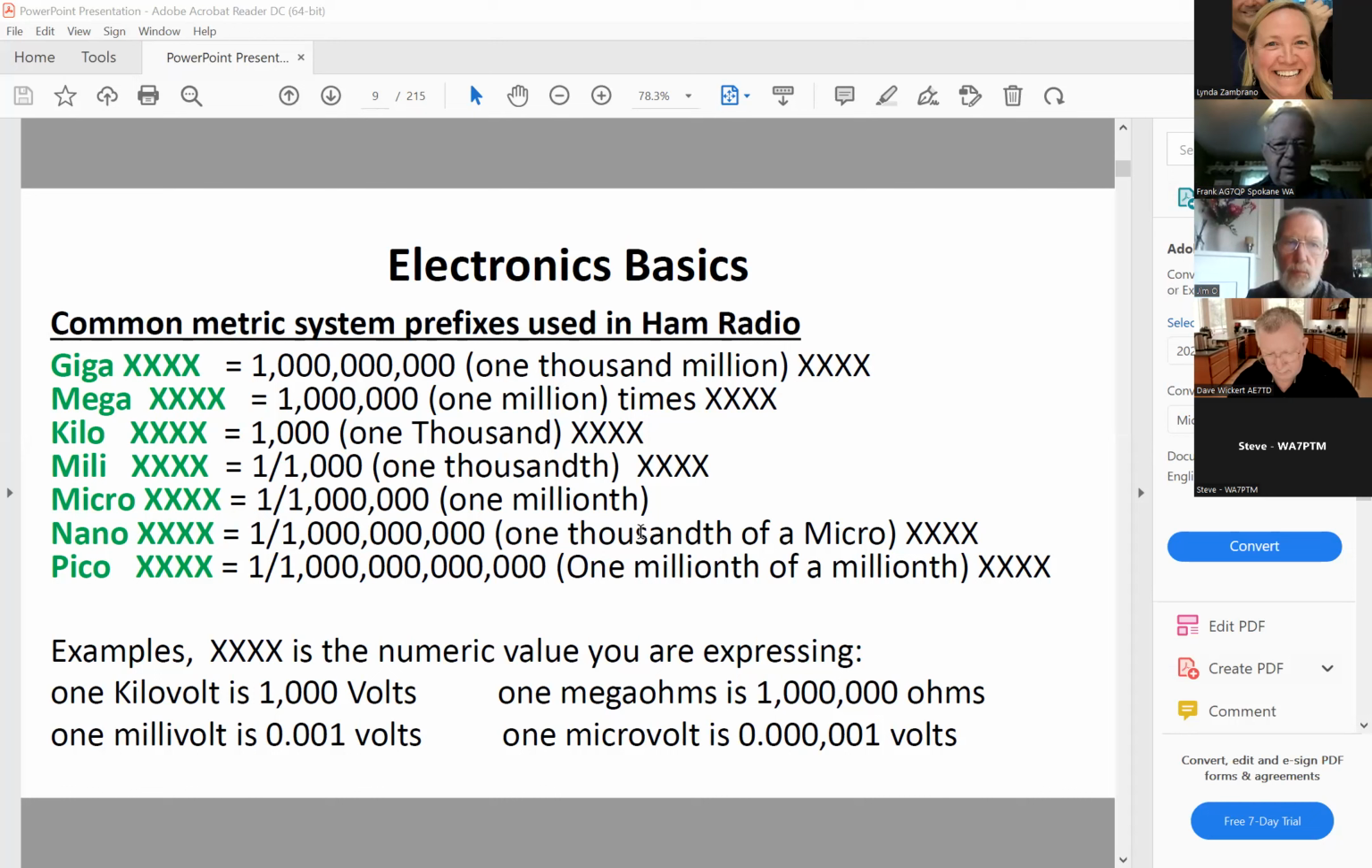First of all, there's all these weird things that you have in front of other things: giga, mega, kilo, milli, micro, nano, and pico. Those are units, or actually measurements of units. Here you see the chart, and there's no rhyme or reason to these unless you know Greek and Latin. So that's about the best I can say on that one. The most important ones you're going to see are mega and kilo. You might see micro, but not very often.